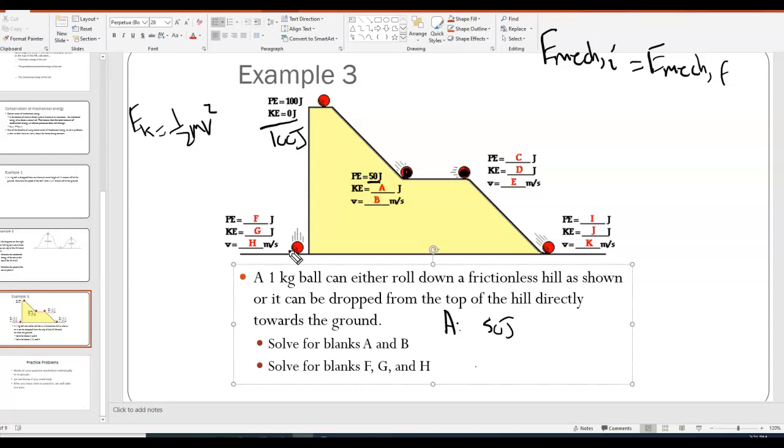Okay, so for blank C and D, I told you it would be the same as in this position. At the bottom, when there's no height, there's no potential energy. That means blank I would be 0 joules. But guess what? You have to have the same amount of mechanical energy because mechanical energy is conserved. So if this is now 0, that means blank J has to be 100 joules, and so on and so forth. And so hopefully that gives you an idea of how to approach these problems.